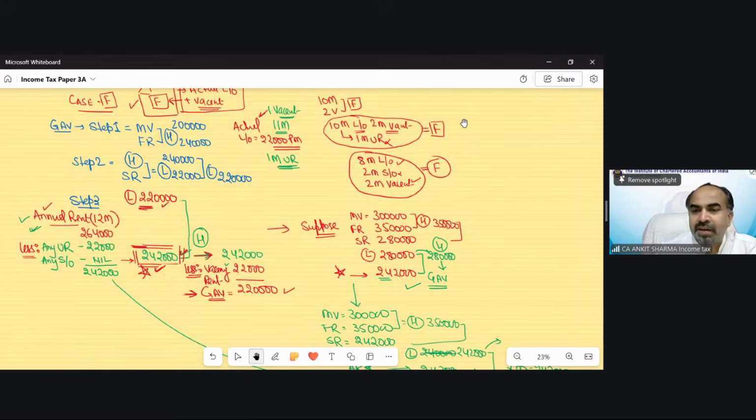Akash has understood. Akash is saying this case is likely to come in examination. Of course, this is the only case in which you need to apply some extra brain in case of income from house property. Else, what is in income from house property except the calculation of pre-construction period interest? Municipal value, fair rent, standard rent, higher, lower, higher. You will get the GAV. You can easily solve that question.